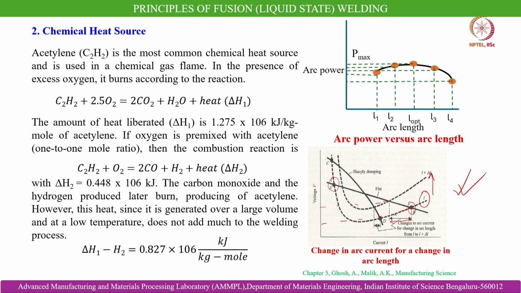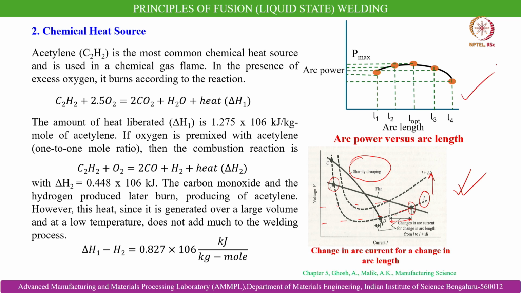So, more than the voltage, the change in the current is much lesser in case of sharply drooping characteristics. That is why this is basically the preferred choice in case of arc welding. This is the preferred choice of voltage and current relationship. So, that is why it is preferred. This is the brief about the arc source, and also focus your attention here.